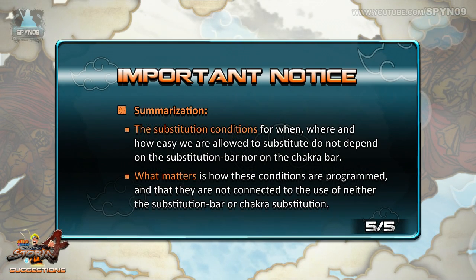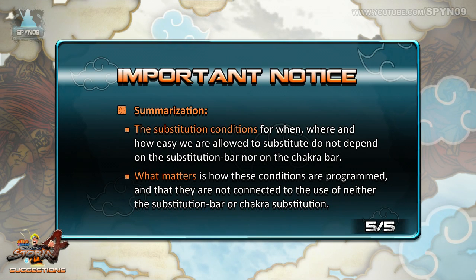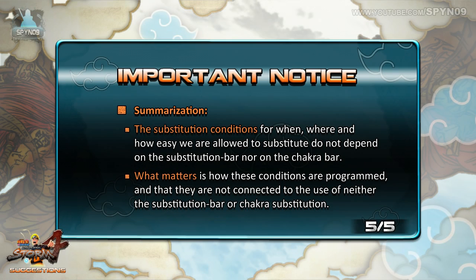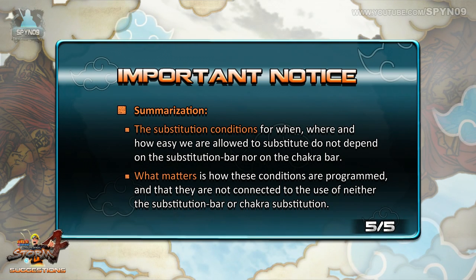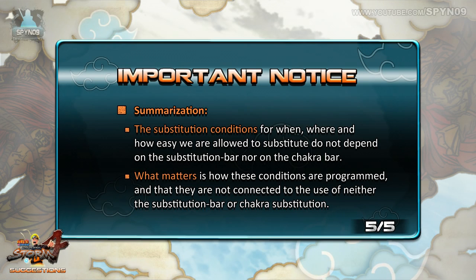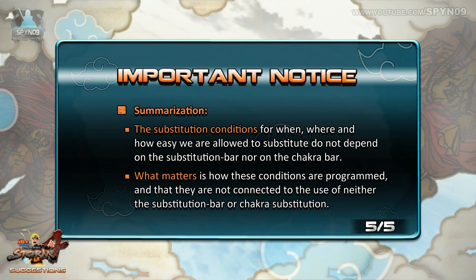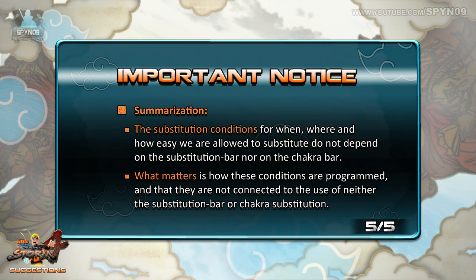So let me make a quick summarization. The conditions for when, where and how easily we are allowed to substitute do not depend on the substitution bar nor on the chakra bar. Therefore, it does not matter if we have the substitution bar or chakra-based substitutions. What matters, however, is how the substitution system's conditions are programmed. So please remember this when I'm suggesting things about chakra-based substitutions in this particular video. Alright, now that I have said all of this, let's get things started.